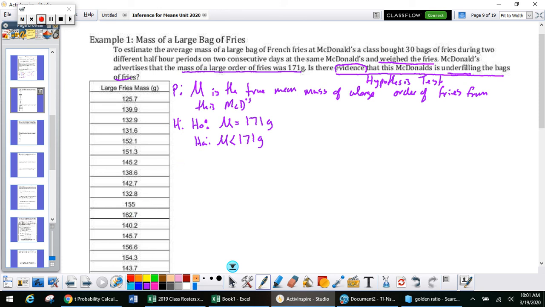So now we need to assess our conditions. Okay, so we have 3 conditions. Number 1, we're going to have to assume that this was a random sample of times. So we'll assume randomly selected times. Right? There are going to be more than 10 times 30, 300 possible bags of fries.